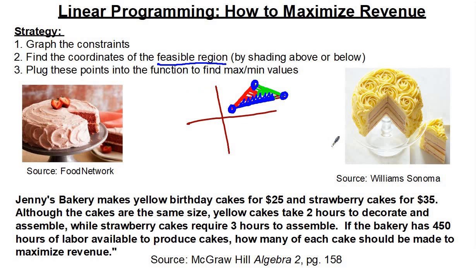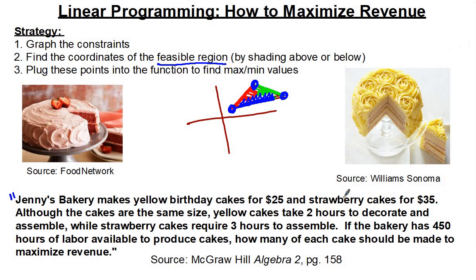I hope I haven't made you too hungry to do this problem. If you have to step away and grab some cake, I will understand. But this is a problem based on a bakery, and it's taken from an Algebra 2 text. It says Jenny's Bakery makes yellow birthday cakes for $25 and makes strawberry cakes for $35. Although the cakes are the same size, yellow cakes take 2 hours to assemble and to decorate, while strawberry cakes require 3 hours. So this is kind of important when you think about it.